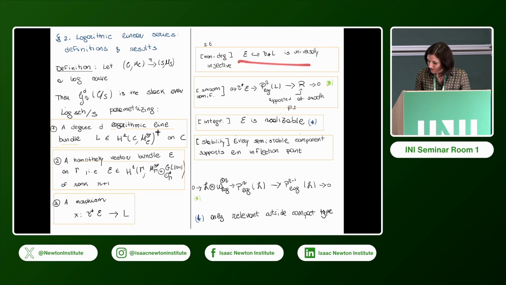The non-degeneracy is the usual condition. We want that our linear series, also if you're doing it in family, is a vector subbundle of the space of global sections. And all the other conditions actually do not arise in the smooth case.